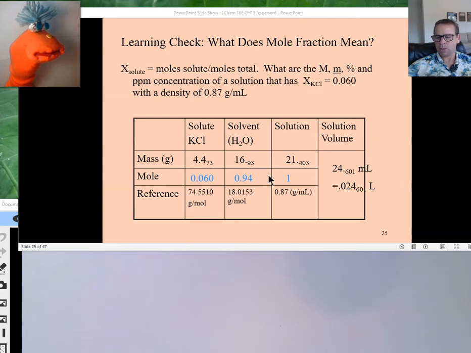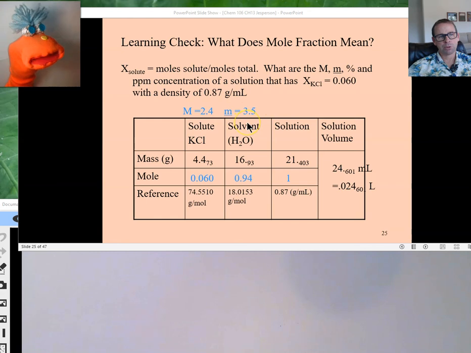All right, so how do we get the molarity? That's moles of solute, 0.06, divided by liters of solution, which is 0.024. Very good. So 0.06 moles per liter, 0.024. That should be my molarity. How about molality? That's moles of solute, 0.06, divided by kilograms of solution, which is, no, kilograms of solvent. Very good. Moles of solute, kilograms of solvent. So this divided by 1,000, 0.01693. So 0.06 divided by 0.01693 should give me my molality.